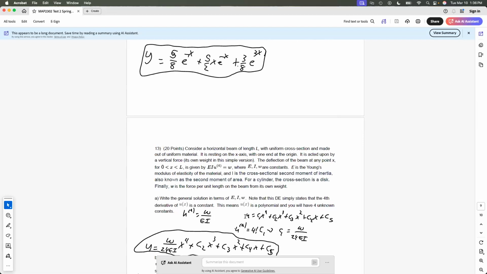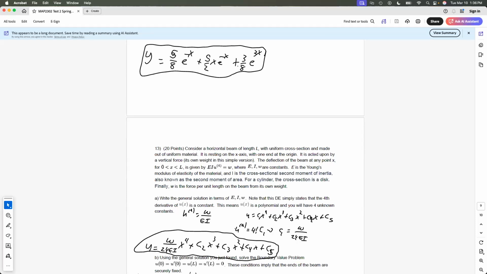And then the easiest way to solve for these is to use my initial conditions. First, I know the fourth derivative of that must be this constant. So take 4 derivatives of this. The first derivative of this term is 0. Its second derivative is 0. Its third derivative is 0. Its fourth derivative is 0.